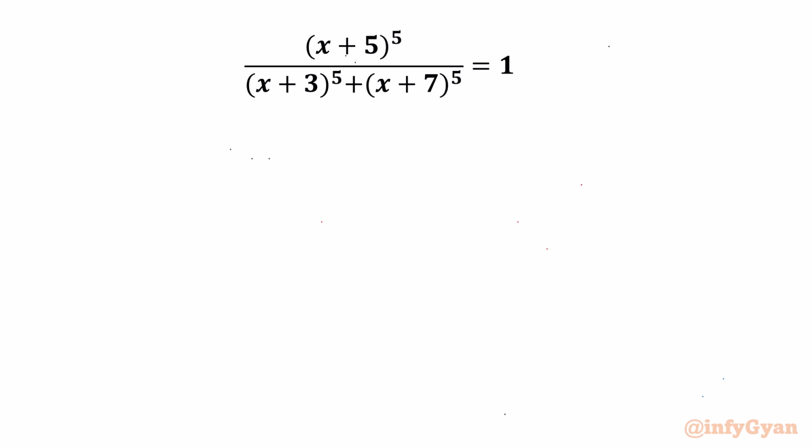In this video, we have one very interesting and challenging question from algebraic equations. Our equation is (x+5)^5 over (x+3)^5 + (x+7)^5 equal to 1.